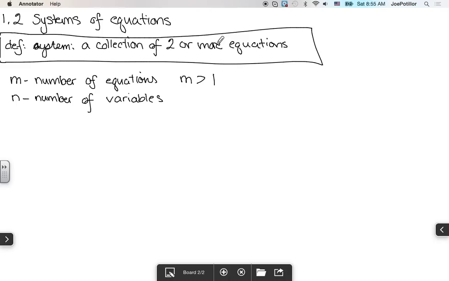Okay. Now, n must be greater than 1, and an element of integers that are positive. You can't have half an equation, obviously.